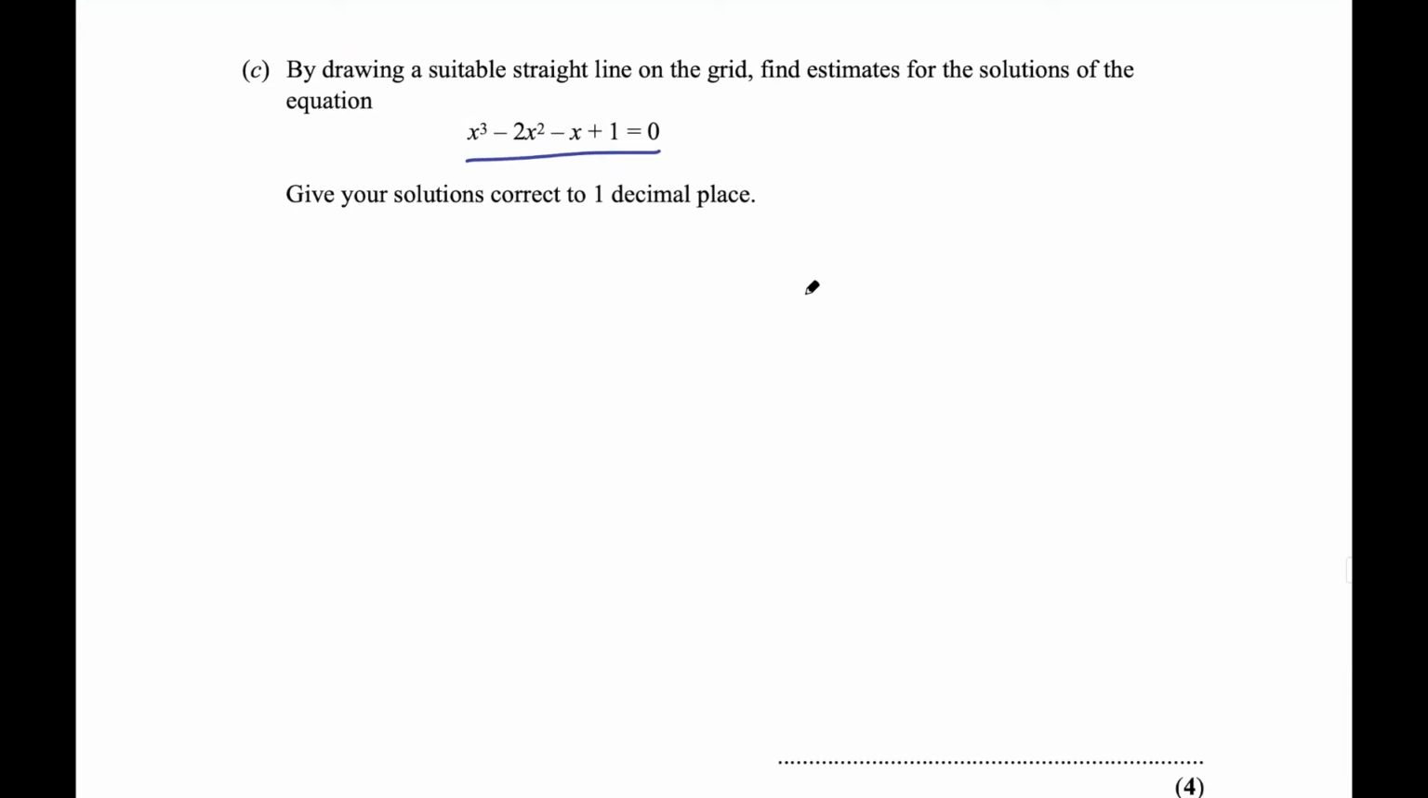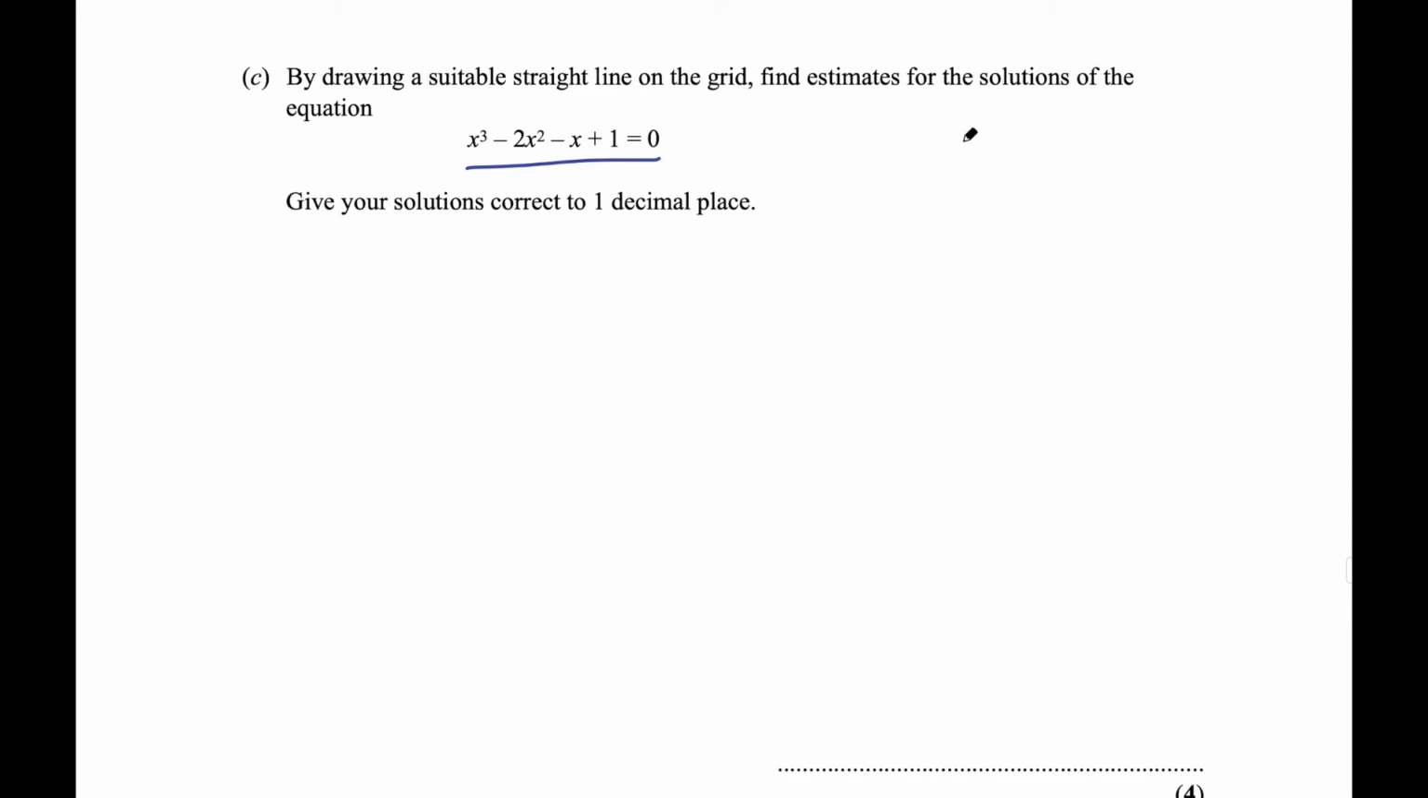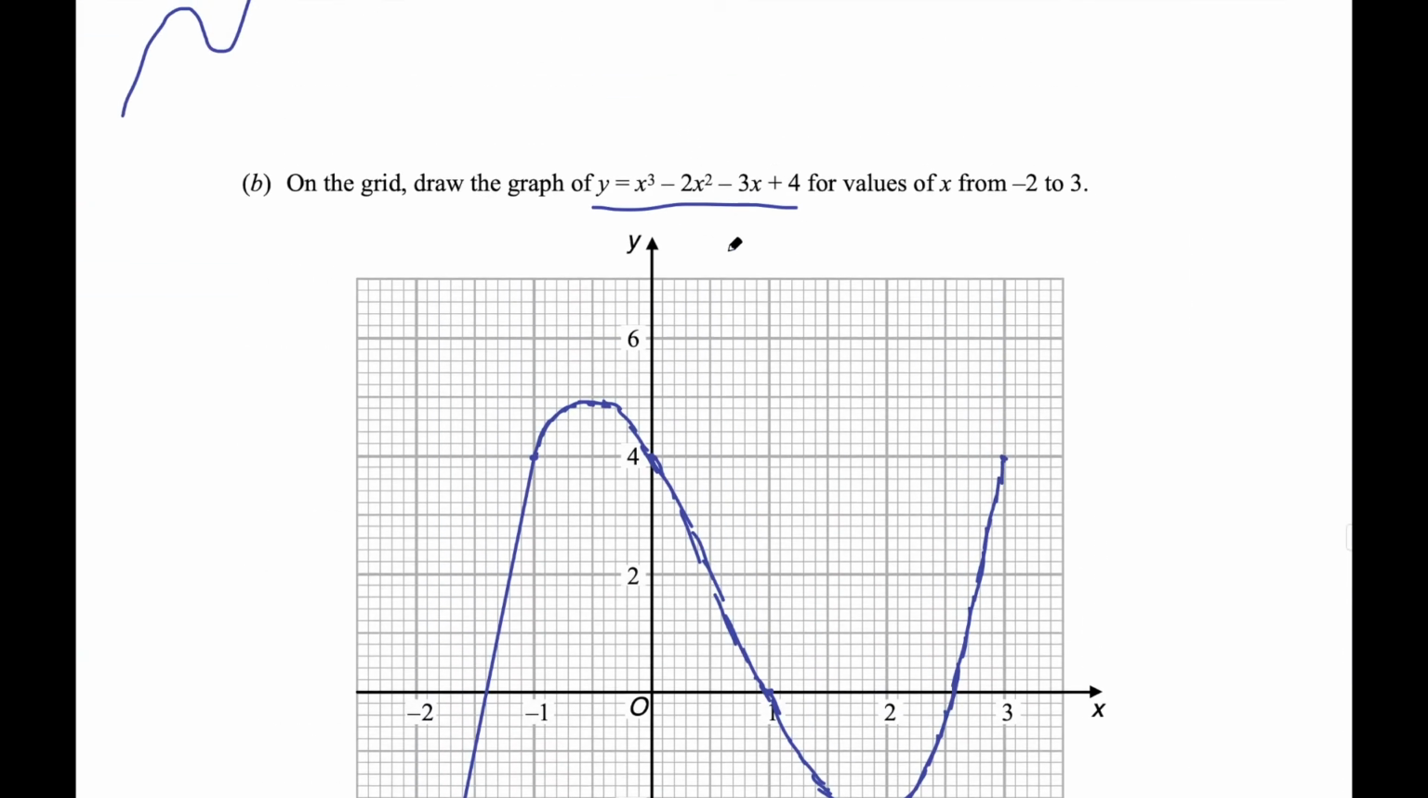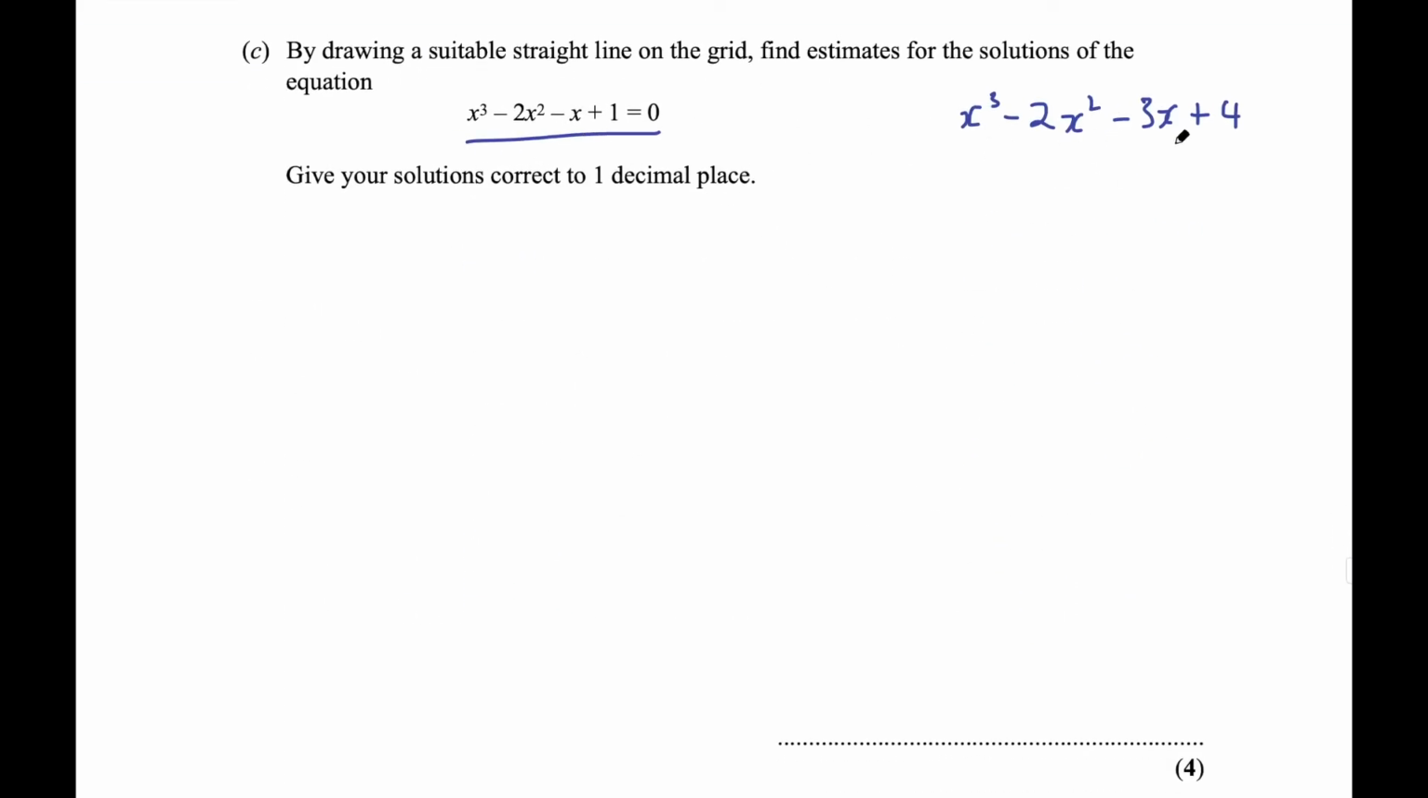So firstly, let's write this one down below so we can compare them a bit easier. So we have the sketch of the cubic x cubed take 2x squared take 3x plus 4. That's what we started with. So now let's compare these. How could I turn this into this equation here? What could I add or take away?